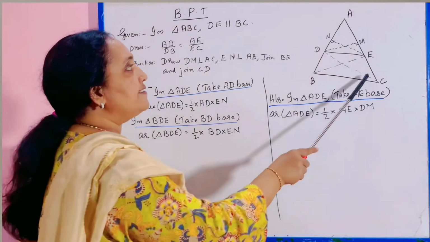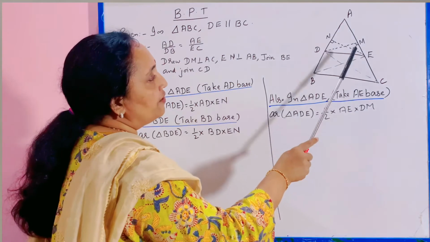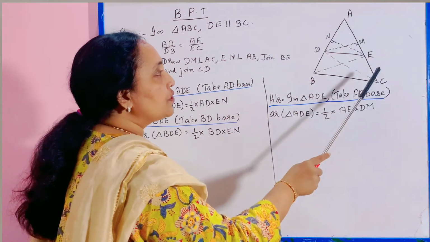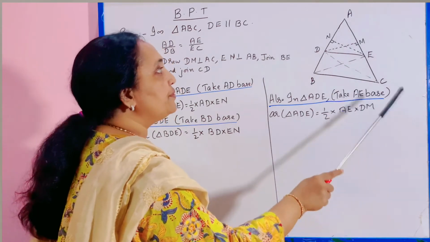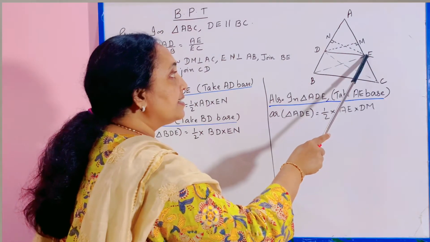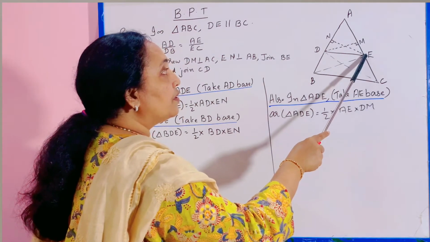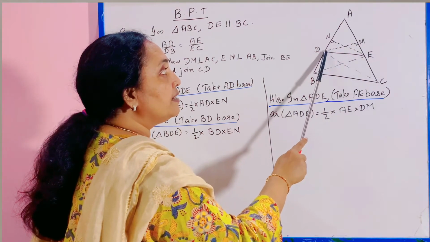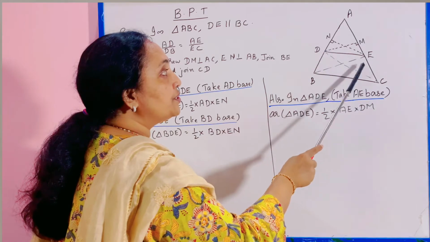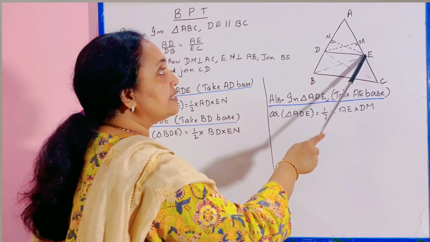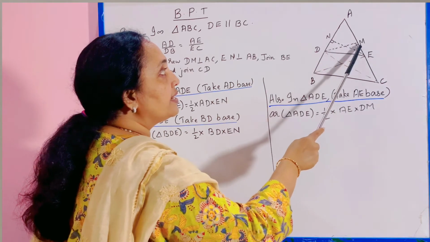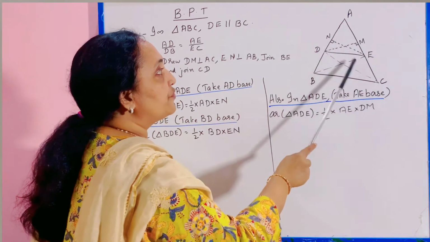Now take triangle CED. Find the area of triangle CED by taking CE as the base. So the area is equal to half into CE into DM. DM is the altitude from the vertex D to the line CE, because that is an obtuse angled triangle. That is why this DM is outside of the triangle.